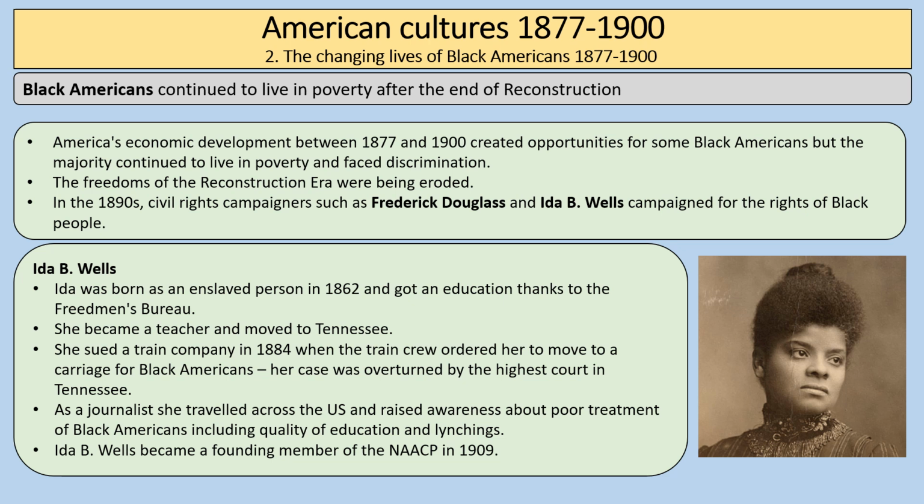The freedoms of the Reconstruction era were being eroded. In the 1890s, civil rights campaigners such as Frederick Douglass and Ida B. Wells campaigned for the rights of black people. So just have a look at Ida B. Wells in a bit more depth and detail as a case study.